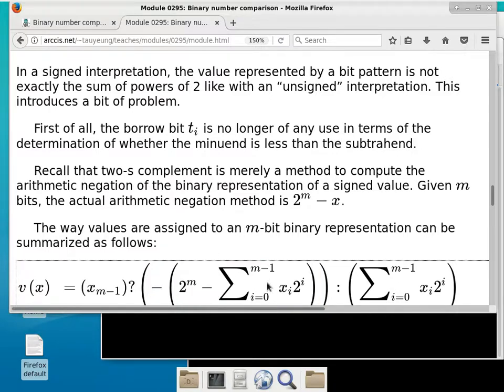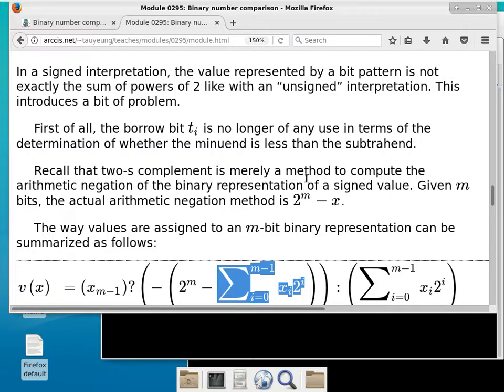Okay, so what we do is we take a look at the innermost portion first. What is that portion? Just the portion that I highlighted. That looks just like the unsigned value thing, right? In fact, it is just the unsigned value represented by the bit pattern. But I'm not using it all by itself, am I? I'm using 2 to the power of m minus the unsigned value. And then I take an arithmetic negation on the outside. Does it work?